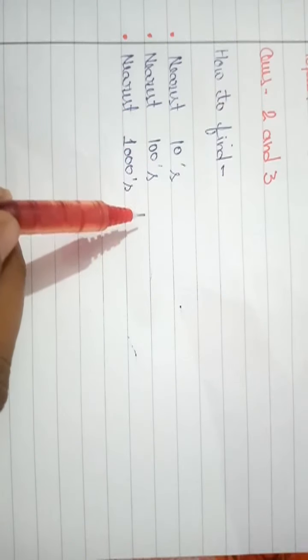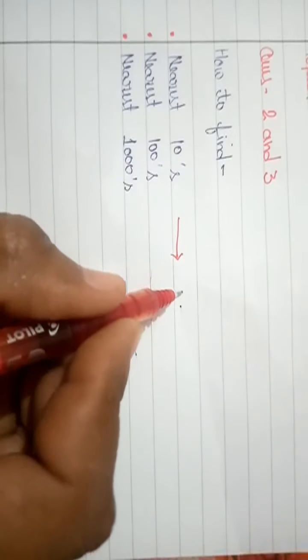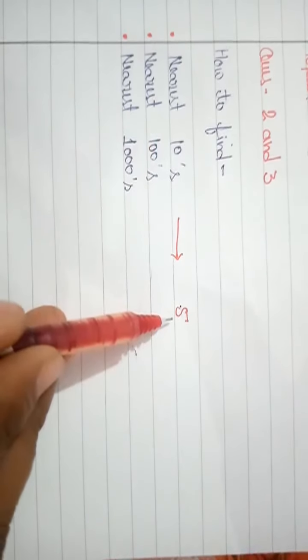Students, in the last video we explained how to solve nearest 10. To find the nearest 10 of a number we were comparing our digit with 5, because the tens half is 5, so we will compare with 5.